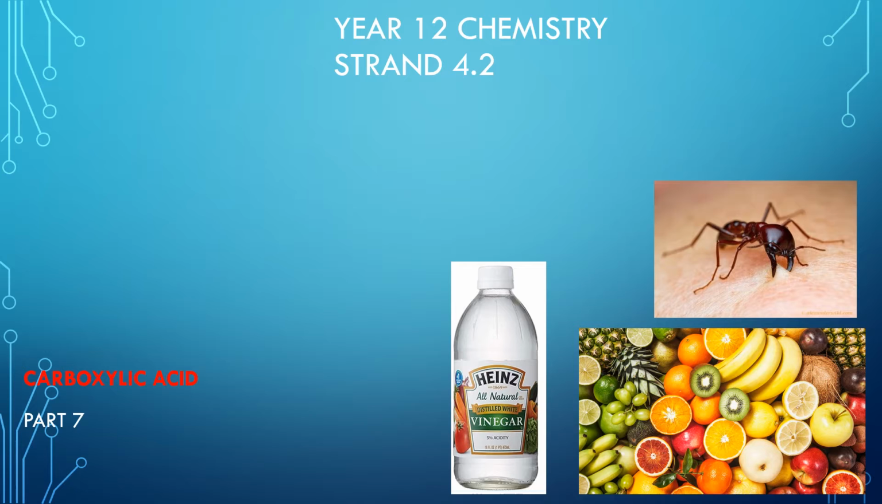Both of them owe their properties to the effect of carboxylic acids. Vinegar contains ethanoic acid, while ants, when they bite, inject methanoic acid into the bloodstream, which causes the itchiness. On the other hand, when we look at all the fruits that are out there in nature, they all contain carboxylic acid. Like citrus fruits, they contain citric acid. Apples contain malic acid and so forth.